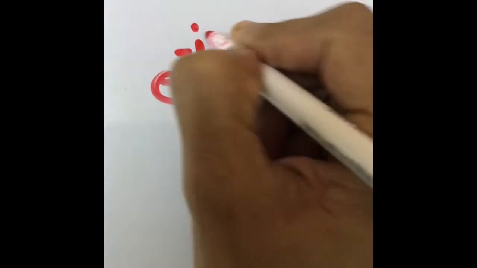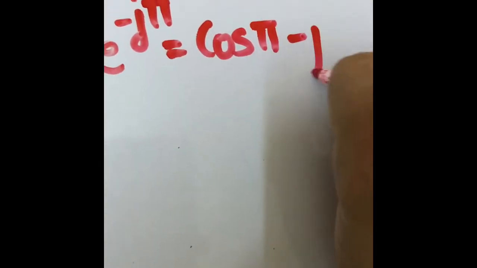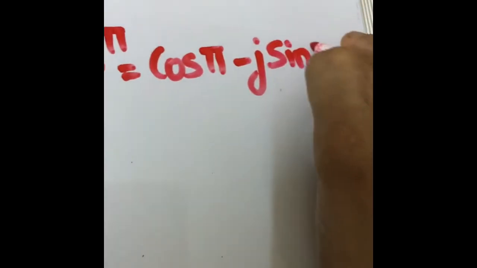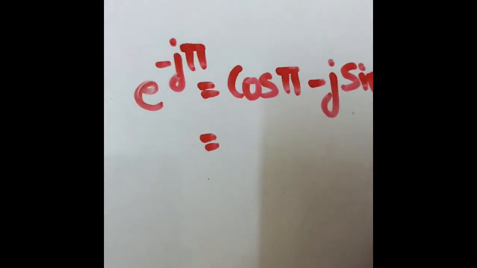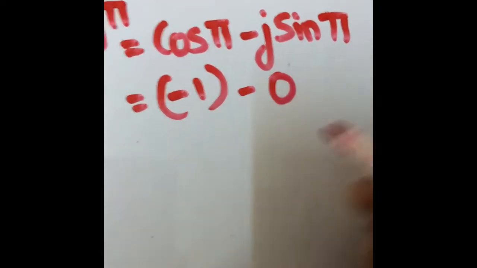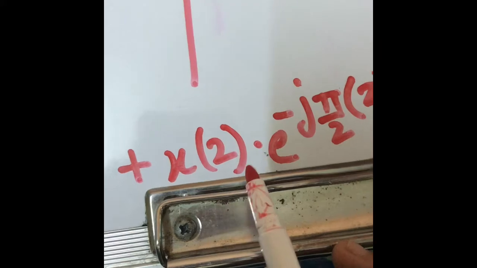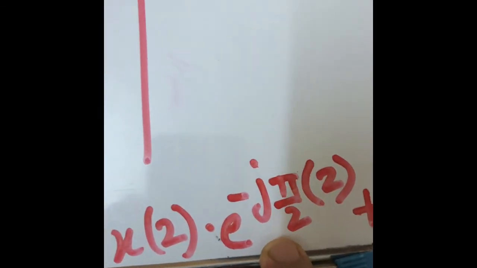Alright. So e raised to minus j pi is equal to cos pi minus j sin pi. Alright. So what is cos pi? Cos pi is equal to minus 1 and sin pi is equal to 0. So what is e raised to minus j pi? It is equal to minus 1. So instead of plus x of 2 into e raised to minus j pi, can I write here minus x of 2, because this term is equal to minus 1.